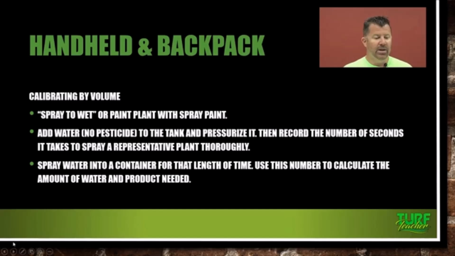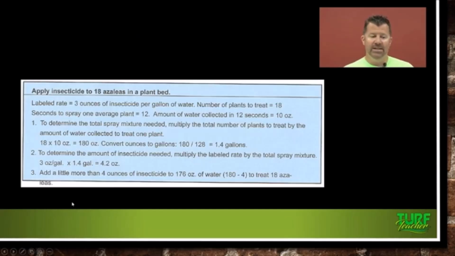So we're talking about spraying plants. And here we're going to apply insecticide to 18 azaleas in a plant bed. The labeled rate is 3 ounces of insecticide per gallon of water. The number of plants to treat is 18. The seconds to spray one average plant is 12. So it's taking 12 seconds to spray one azalea shrub thoroughly. The amount of water collected in 12 seconds is 10 ounces. So it's taking 10 ounces per plant.